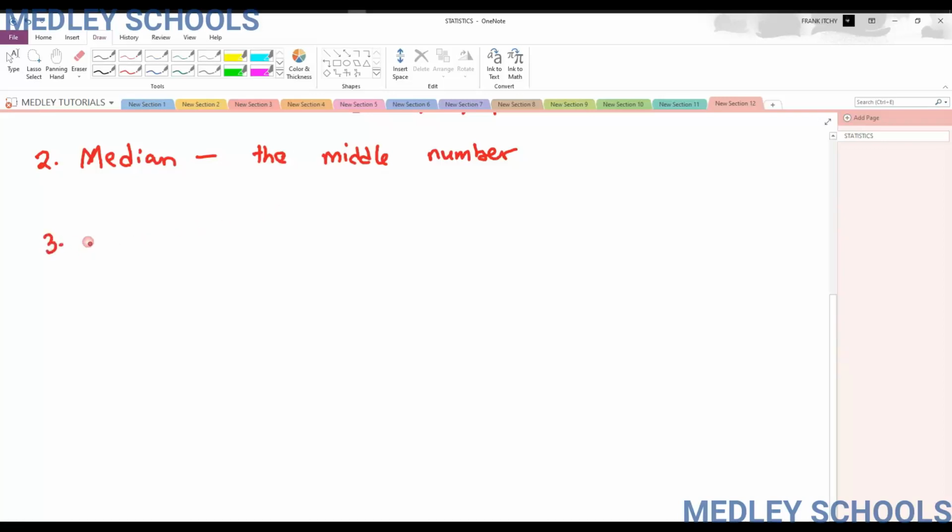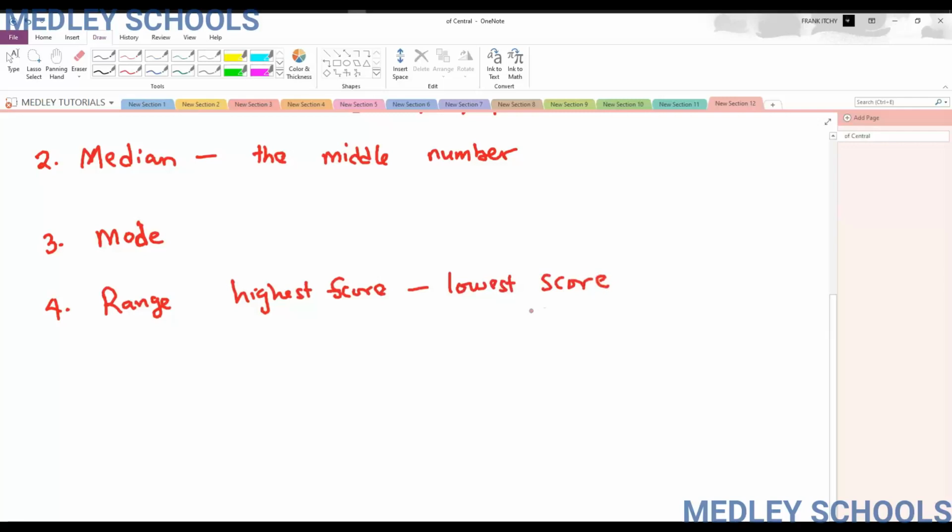Now, the third one is the mode. The mode of a particular data is the highest occurrence frequency. That is the number that occurs most in the data given. And the last one is the range. The range is the difference between the highest score and the lowest score. That is, you subtract the lowest score from the highest score. For example, if the highest score is 5 and the lowest score is 2, we take away 2 from 5, and from there we say the range is 3.